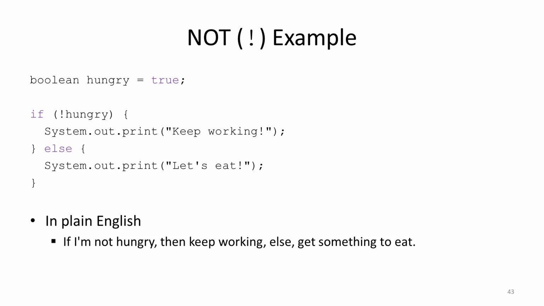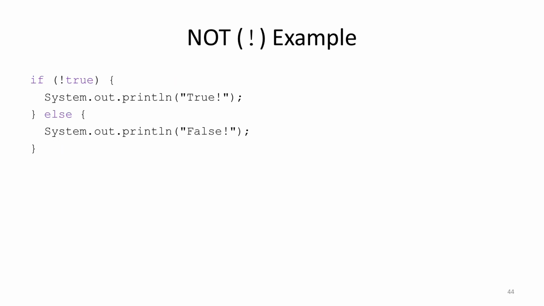But if you were to use that in an if statement that looks like this, if exclamation point hungry, if that condition is true, we output the message keep working, else we output the message let's eat. So this if statement, the plain English is if I am not hungry, then keep working, else get something to eat. How about we do an example? So here's an if-else statement. What will print, true or false?